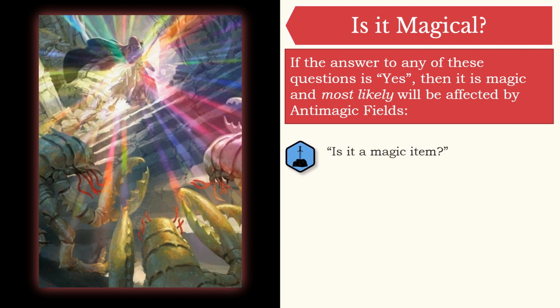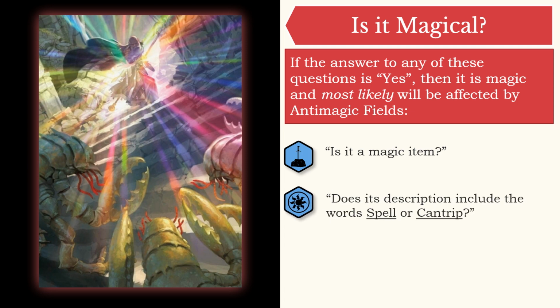The first question: is it a magic item? And this includes all manner of magic items, magic weapons, armor, trinkets, and so forth. The second question is, does its description include either the word spell or the word cantrip?